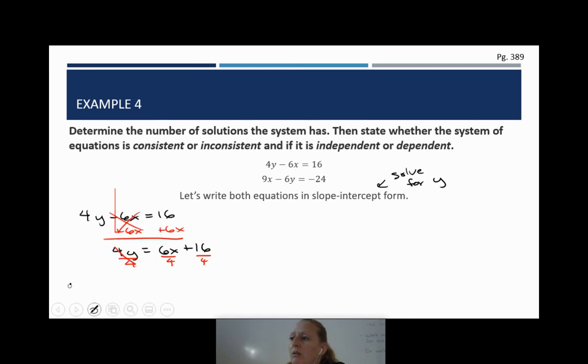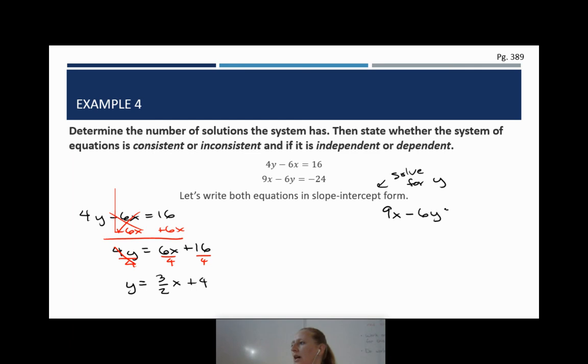So I have y equals 6/4. I want to leave it as a fraction, but I don't like the 6/4. Can we simplify that? If we divide each by 2, that becomes 3/2 x. And of course, 16 divided by 4 is 4. Yay, good job us. Let's now do the same thing for the other equation. I'm going to leave myself some space because we're going to make some notes in the middle.